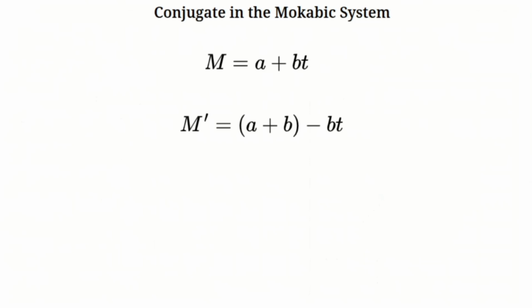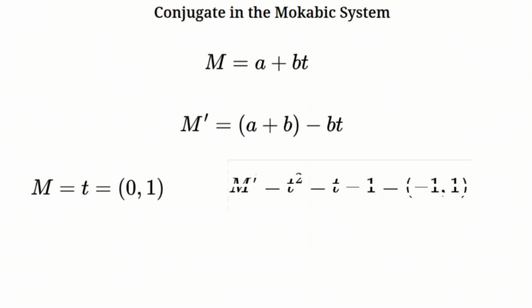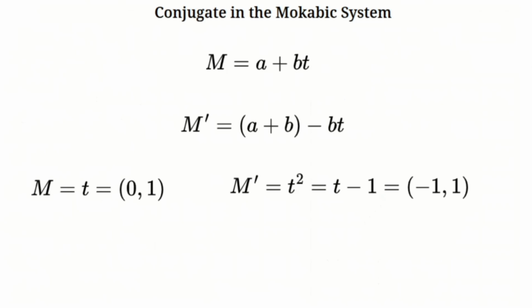For example, if m equals t, which corresponds to the coordinates 0, 1, then m prime equals t squared, which is t minus 1, corresponding to negative 1, 1, 1. This confirms that the conjugate is found by a 60-degree reflection across the real axis.